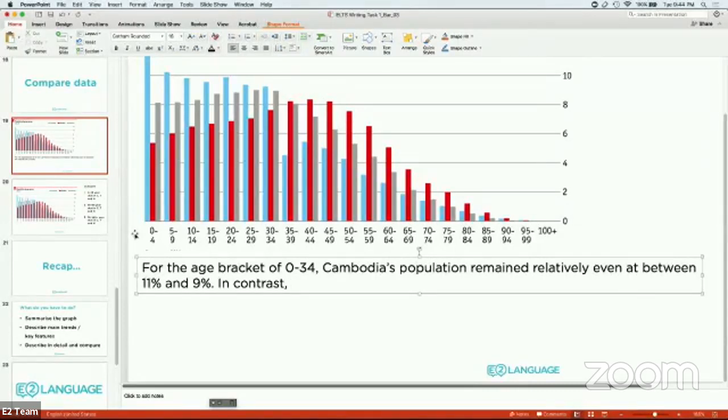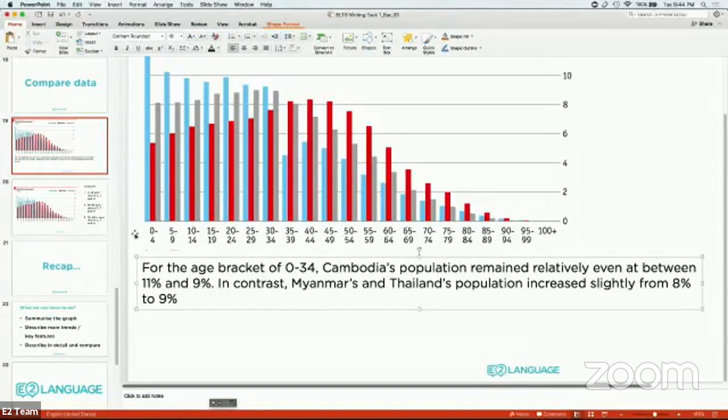In contrast, Myanmar's and Thailand's population increased slightly from, now I'll do Myanmar's first, which was from 8% to 9%, and Thailand, which was 5% to 7% respectively. Okay, fine. I've done that category now. I've described and compared that category. Now I'm going to move on.